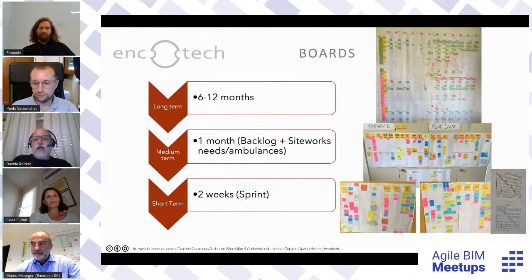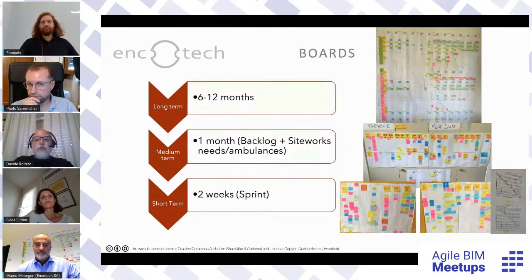In the second stripe, you can see the tactical board, which covers more or less 1 month, 2 sprints, and which also includes the work on site, the building work, and the ambulance. In the third stripe, you can see the 2 sprint boards of the 2 teams, and the corresponding burn down on the right. I would like to say a few words about ambulance.